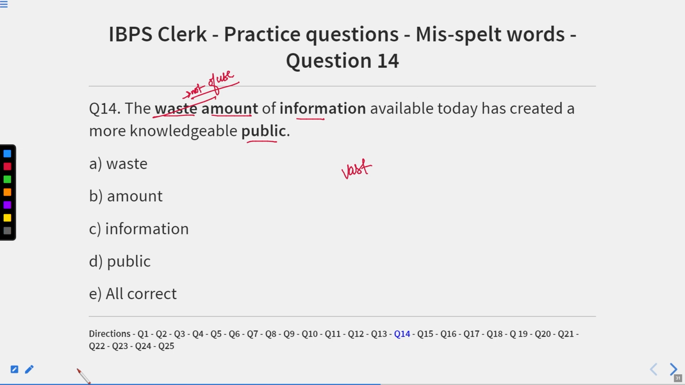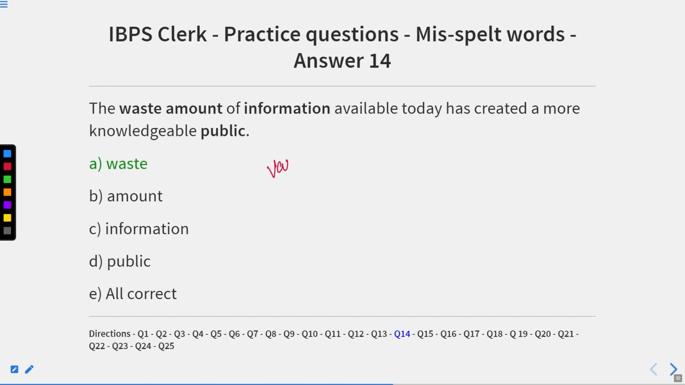If we say waste amount, if that is of no use, how can it make or create a knowledgeable public? So the word waste is not according to the context of the sentence. The meaning of this word is not according to the context of the sentence. Therefore, our answer is A, waste, and it should be replaced with VAST. Vast means very much, or you can say a big amount of something, a large amount of something. So the vast amount of information available today has created a more knowledgeable public. Now the sentence is correct. We should replace this waste with vast. Now let us move to the next question.